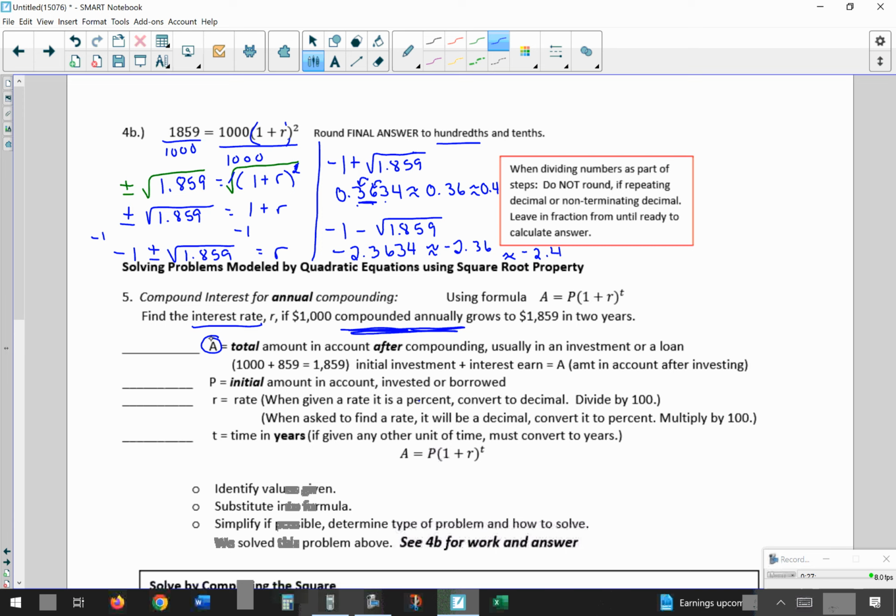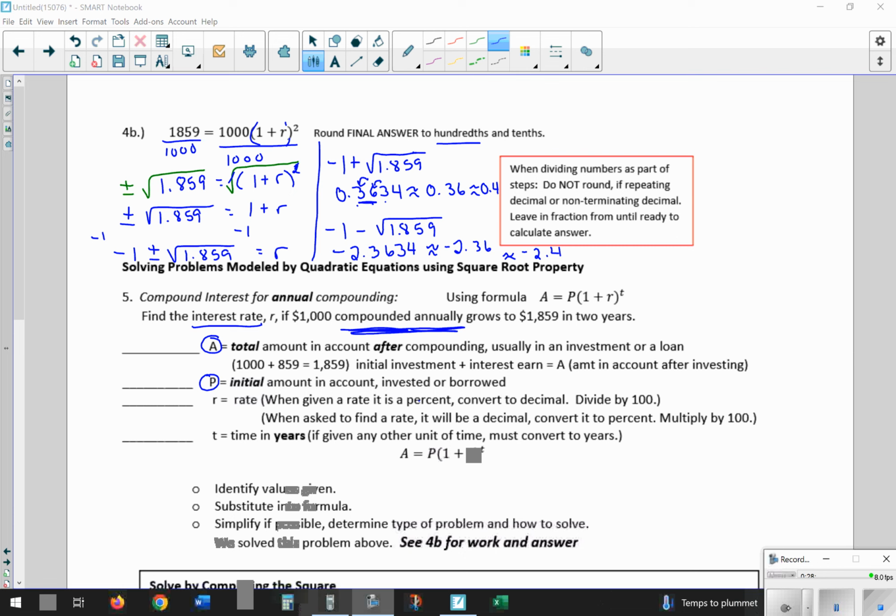So the total amount in your account is what's in there after the compounding happens. And this could be either interest that you're earning on something, or it could be the amount of interest that you have to pay back on a loan. But it's always talking about a total. Versus P is your principal. That's the initial amount that's in your account, your principal. So the amount that you're borrowing or the amount that you're investing.